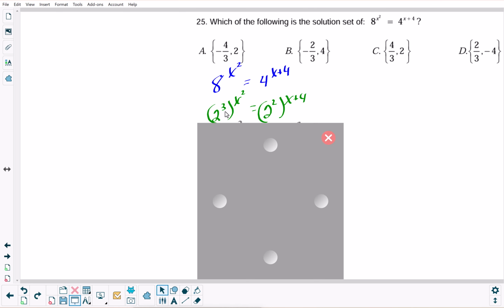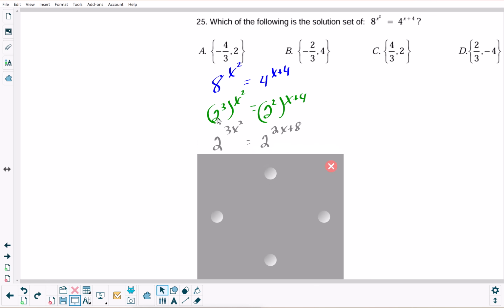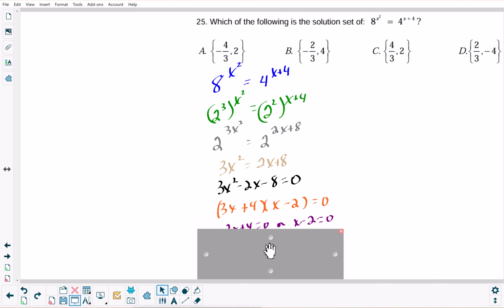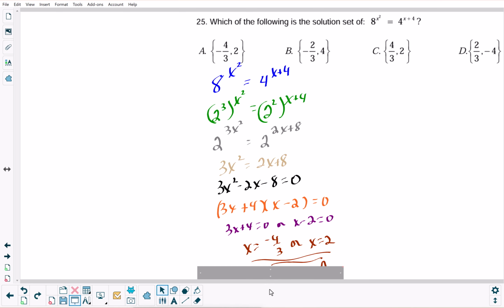And remember, when you raise a power to a power, you multiply the exponents. So this is 2 to the 3x squared is equal to 2 to the 2x plus 8. Since the bases are the same and these are equal, then the exponents have to be the same. And so now we have a quadratic equation that we can set equal to 0, factor it, and then set each factor to 0, and we get those two solutions.